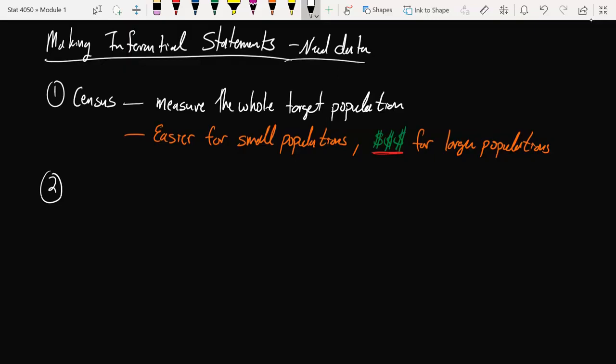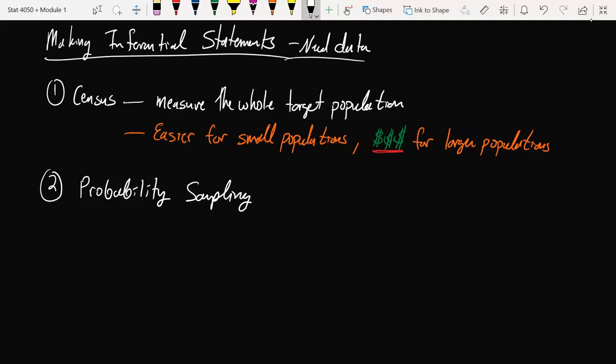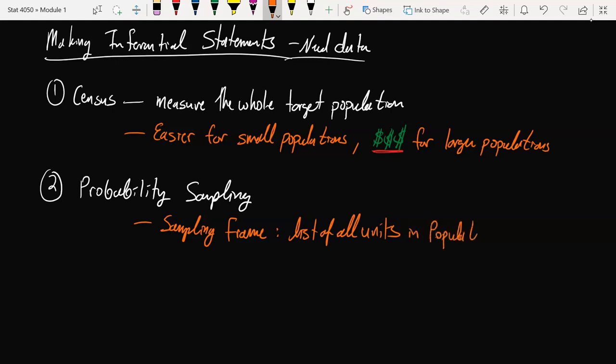What we can do is a sampling, right? We take a sample from the population, and we're going to focus on splitting this up into two different types of sampling. The first one we're going to talk about is probability sampling. Okay, so for probability sampling, there's a few things that we want to note. We get what's called a sampling frame. The sampling frame is the list of all units in your target population.